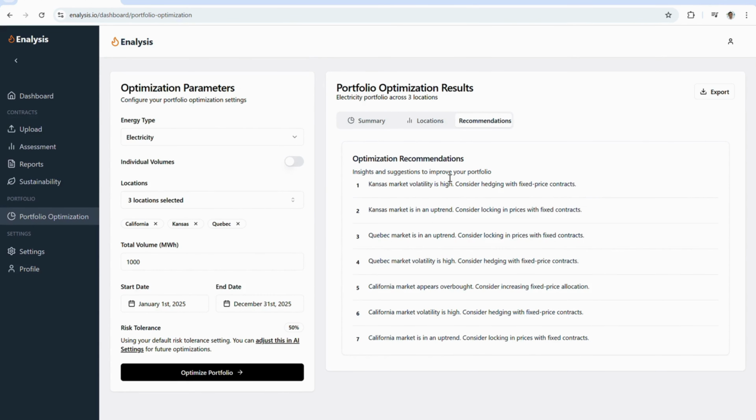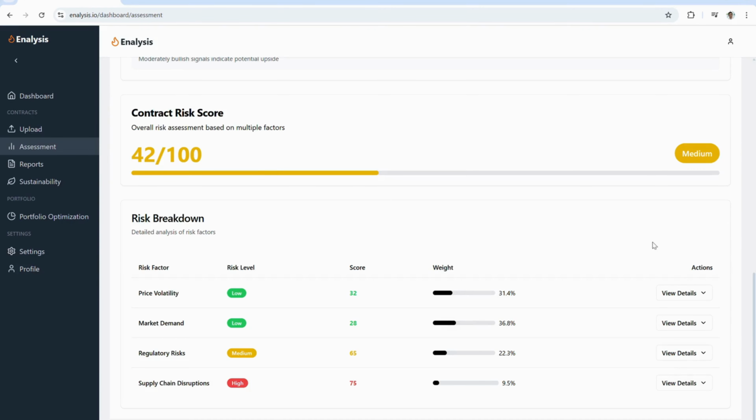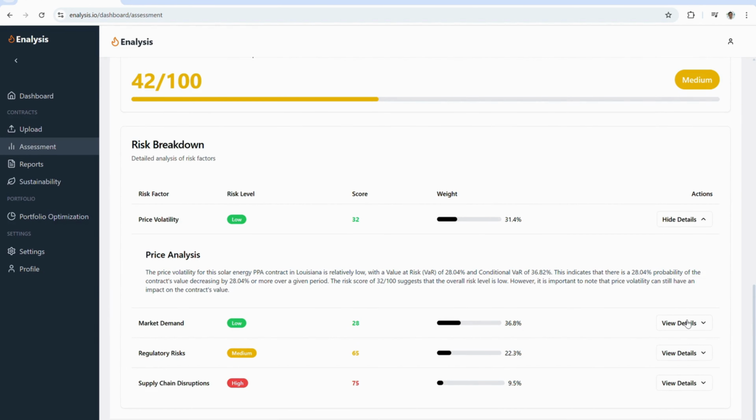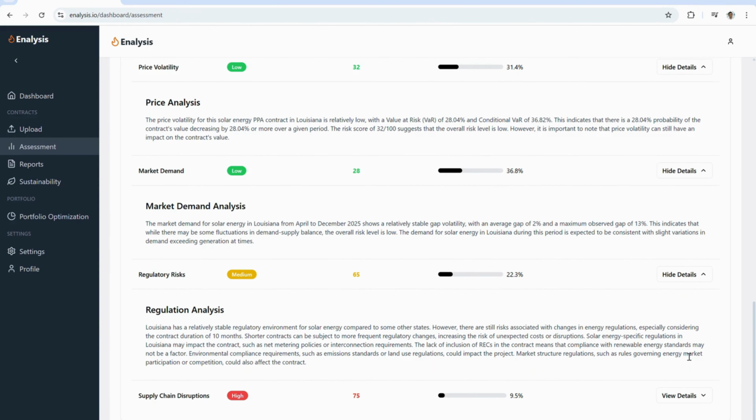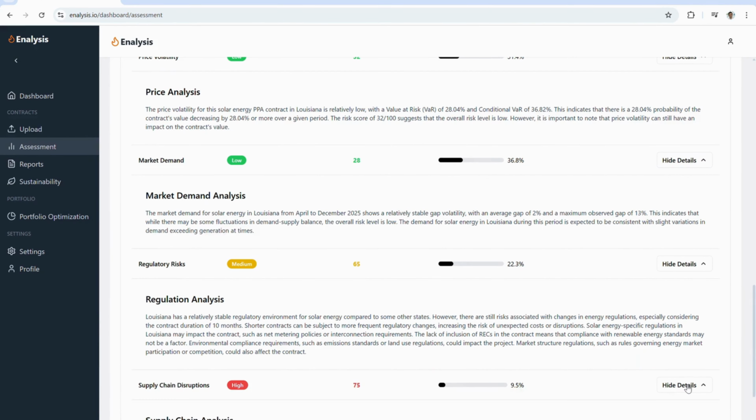2. AI-powered risk analysis. Our powerful algorithms dig deep, analyzing risk factors such as price volatility, regulatory shifts, and changing market dynamics, offering a complete data-backed view of your contract risks.